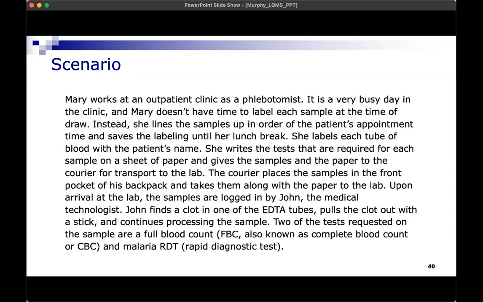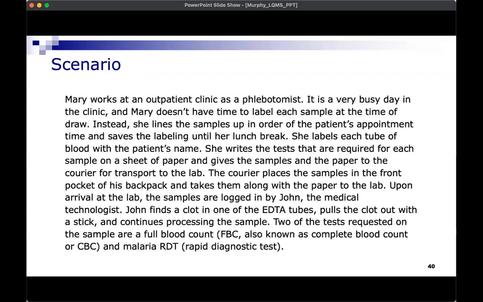There are so many things. As much as she thinks she's being careful lining things up in order, especially on a busy day, it's really easy to make a mistake in that regard. Also, what happens if someone comes along and bumps the tray and all of the samples spill on the floor? Now you have tons of unlabeled samples and no way of knowing whose goes with who. So it's really good practice and really important to always label samples at time of draw. Labeling should never be saved until later. We never want to have unlabeled specimens sitting around.